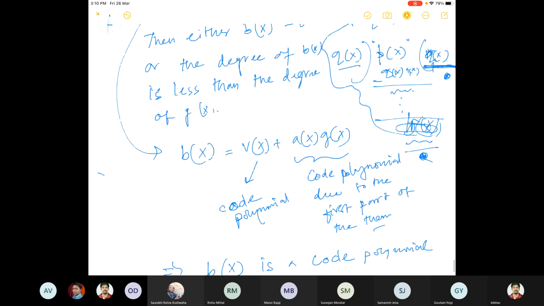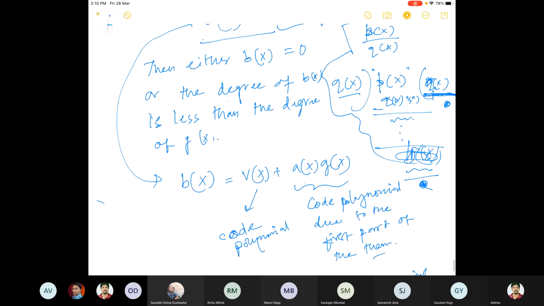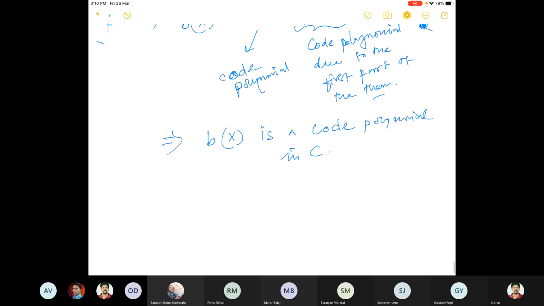But we also know the degree of B(x) is strictly less than the degree of G(x). But G(x) is the code polynomial having the minimum degree. So then what should B(x) be? B(x) has to be 0. It cannot be a non-zero polynomial.